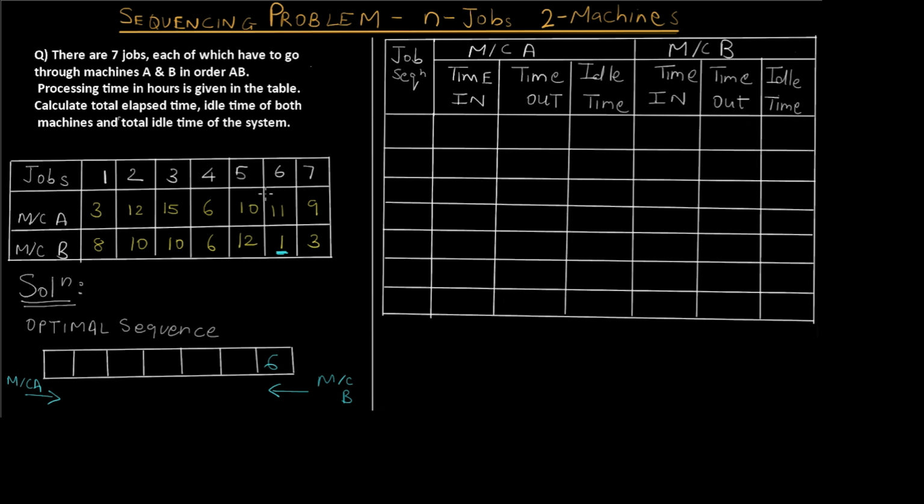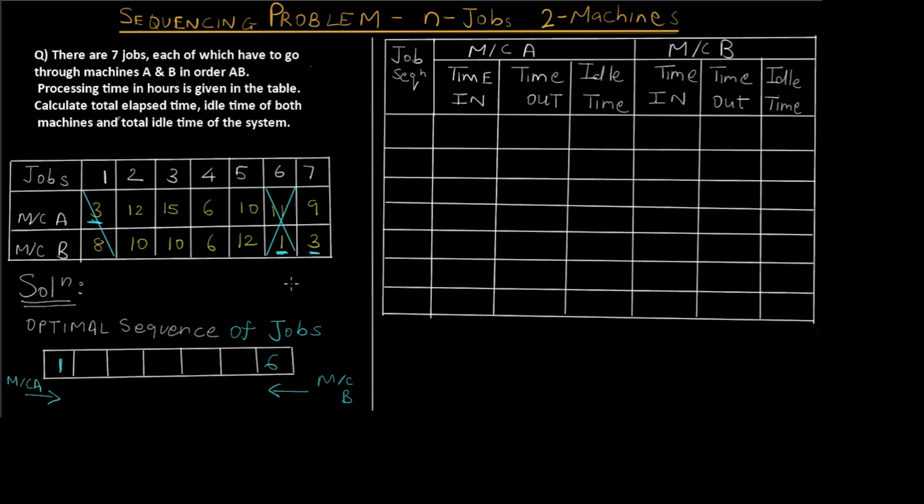Now I'll cancel out this entire column. Let's start with the next least value. You can see 3 is the next least value in this entire table. You can either go ahead with job number 7 or job number 1, so I'll start with job number 1. For job number 1, machine A has the least time, so for machine A we start from left to right. Since it is job number 1, I'll write job number 1 over here, as this is the optimum sequence for the jobs. Now again, I'll cancel out this entire column.